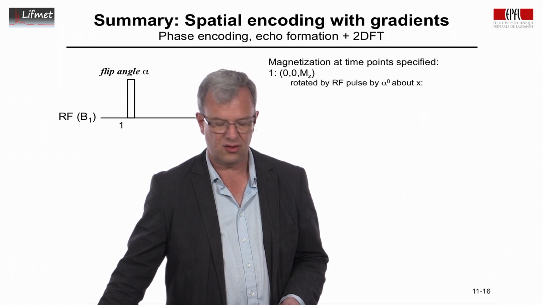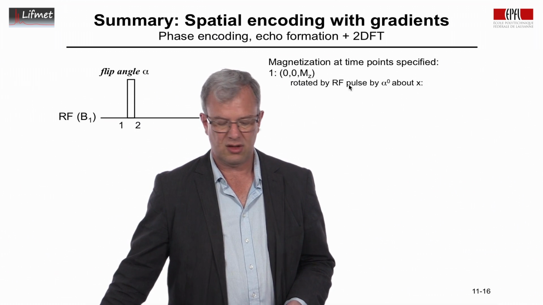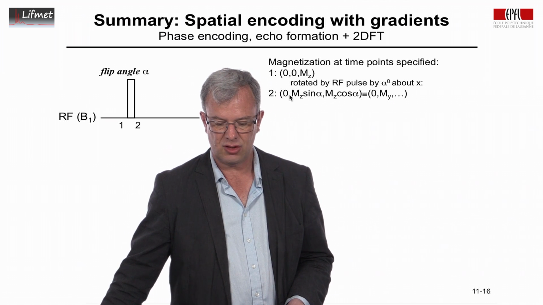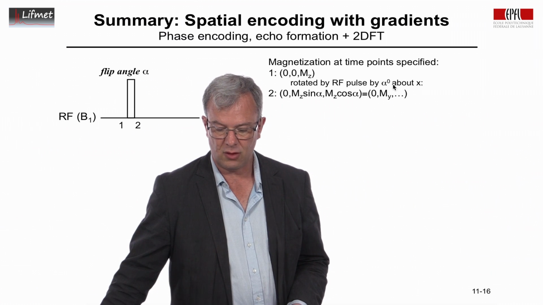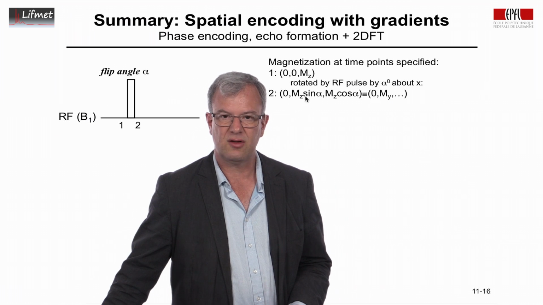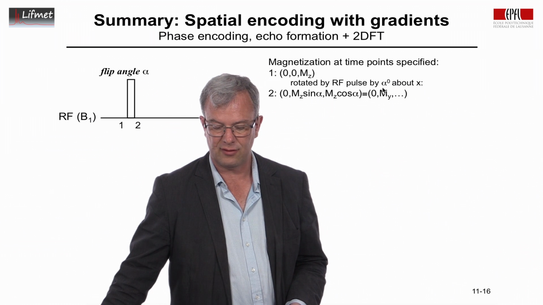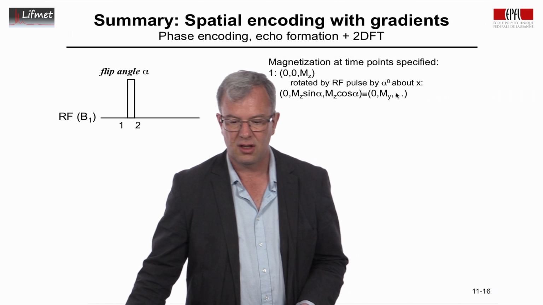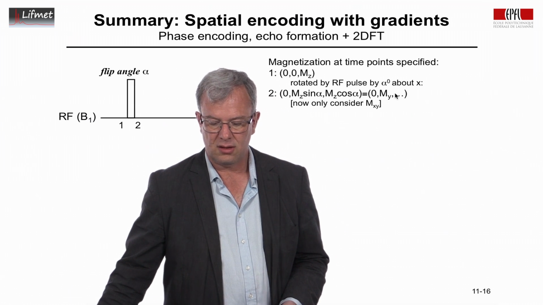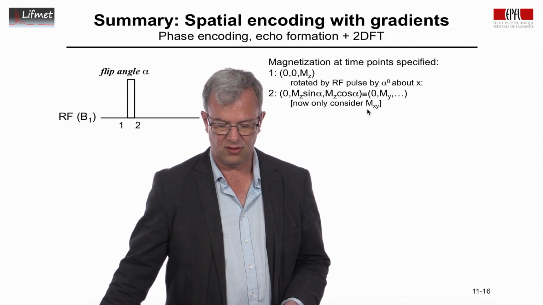That's just Mz magnetization. This is being rotated by the RF pulse by alpha degrees about x. So at time point 2, we're rotating now about x in the rotating plane. So the y component is Mz times sine alpha, and the z component is Mz times cosine alpha. And now we'll just be interested in what's happening in the transverse plane, so we'll forget about the longitudinal component. We'll just consider now the transverse magnetization.